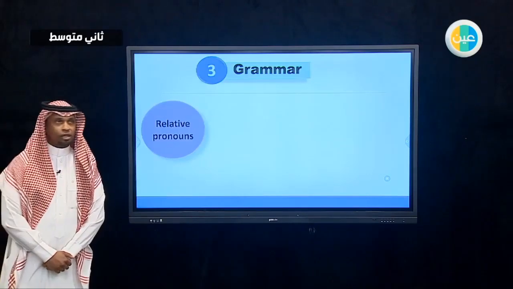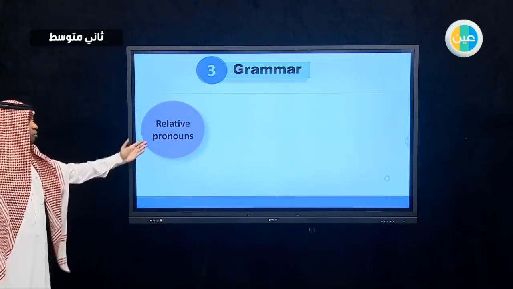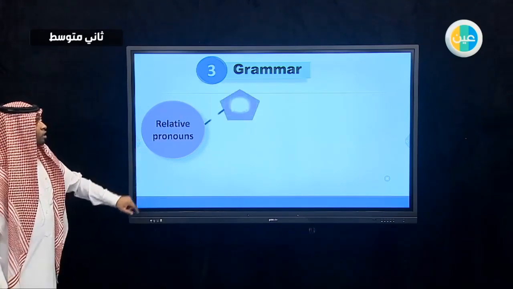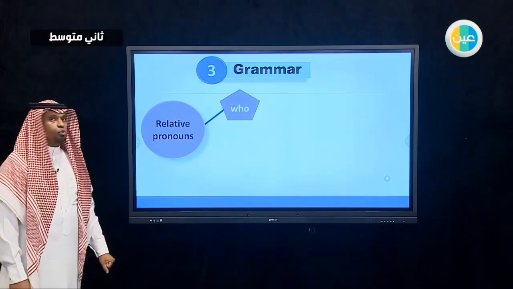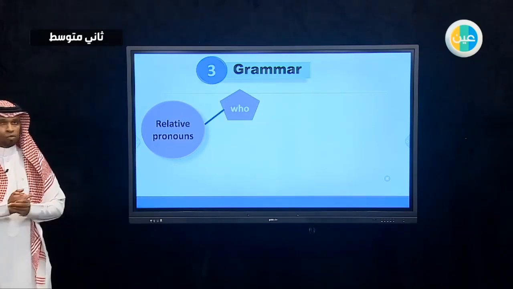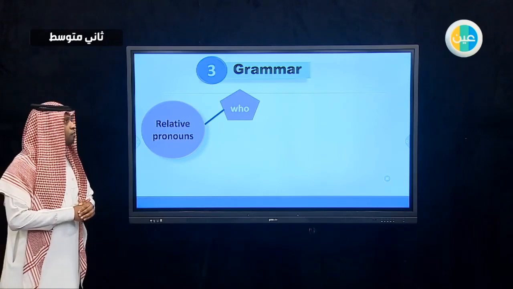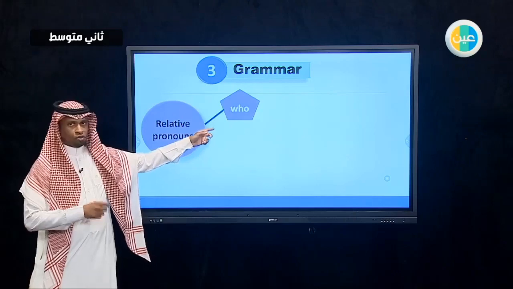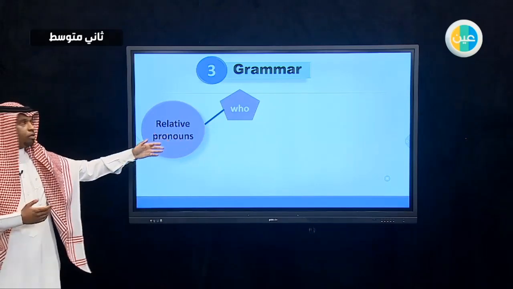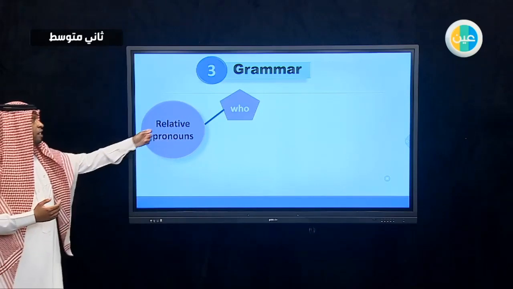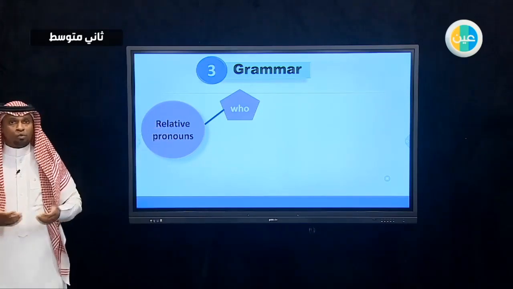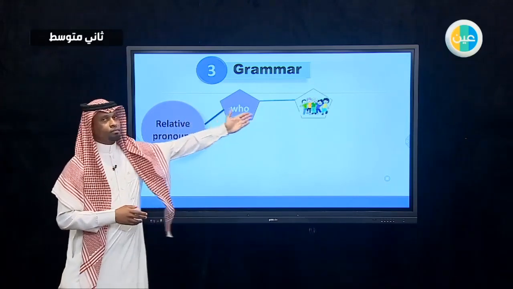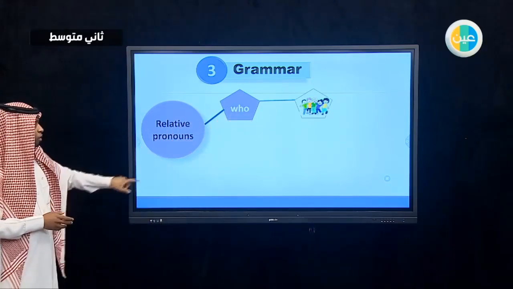Grammar, the last part of the lesson, is about relative pronouns. We have two relative pronouns in this lesson. We have who. It is a question, like a WH question, but we can use it as a relative pronoun. How can we use it? We'll see now. We can use it with people.